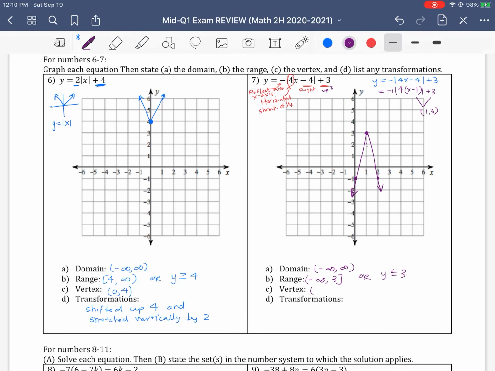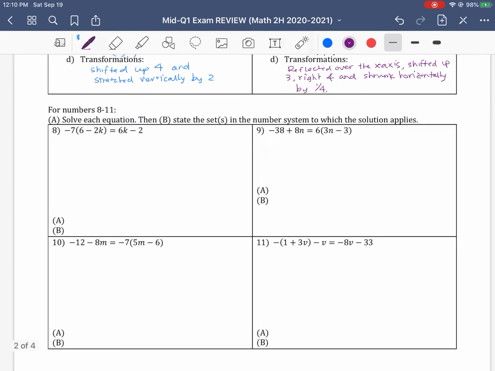The vertex, that point that we talked about where it makes the v, is over 1 but up 3, so it's at 1, 3. And the transformations, again, this is upside down, so it's reflected over the x-axis, or vertex, however you want to say that. And then it's shifted or translated up 3, right 4, and then it's shrunk horizontally by 1/4. Absolute value functions. We love them.